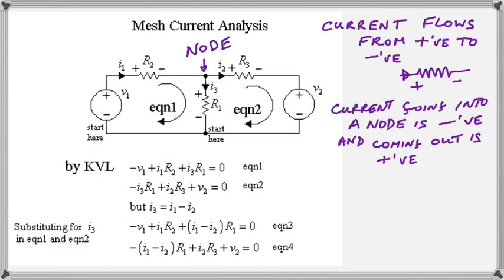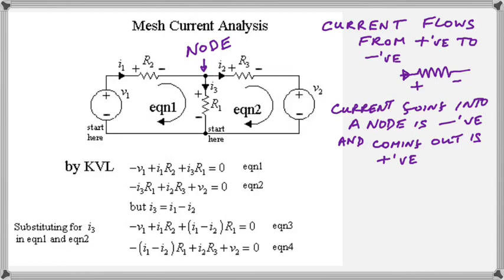The first thing you need to know when analyzing these types of problems is the rules. First of all, current flows from positive to negative in our system. So as shown there on the right, if the current is entering a resistor, it's going to be more negative when it comes out than when it went in.